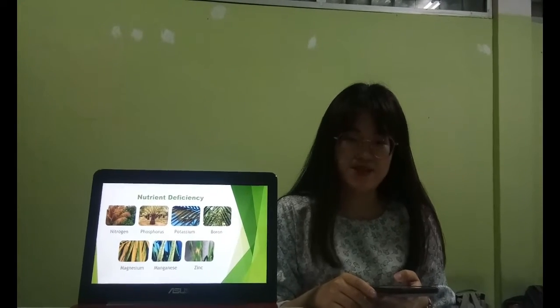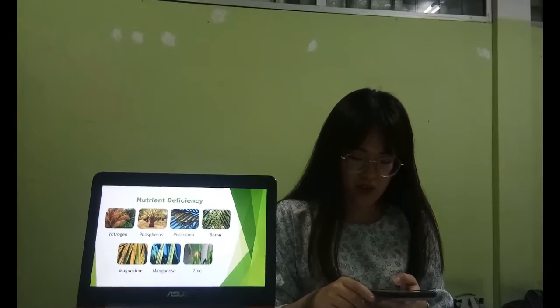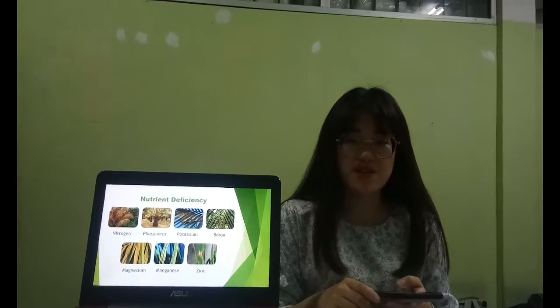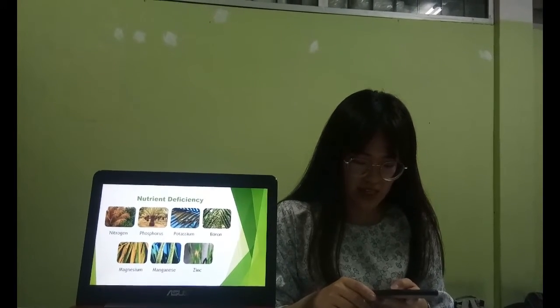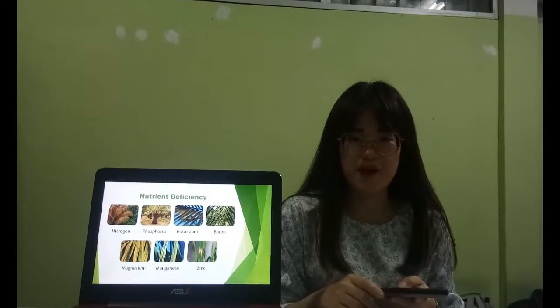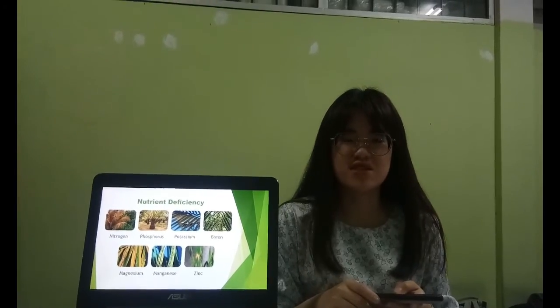Zinc deficiency is found on shallow peat soils overlying sand, particularly where a large amount of soluble phosphorus fertilizer has been applied to the palm plantation. So that's all from me.